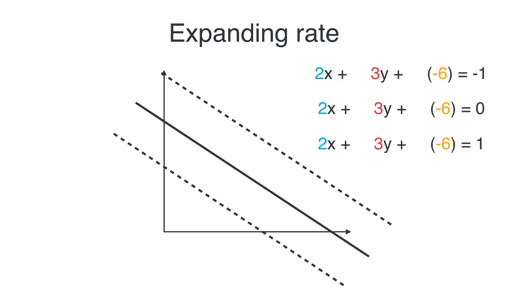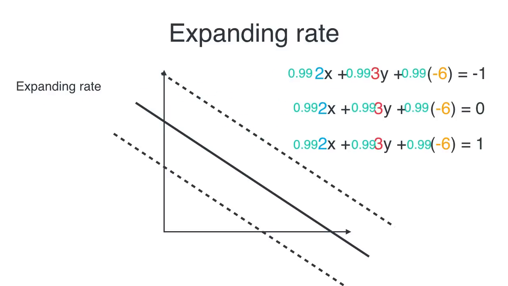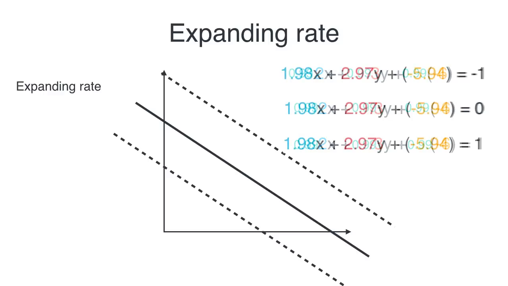So we're going to take a number that is very close to 1, for example, 0.99. Let's say that's my favorite number that is close to 1. And we're going to call that the expanding rate. What we're going to do is multiply all these numbers here by 0.99. So what do we get? Well, we get these equations. The equations are 1.98x plus 2.97y plus minus 5.94 equal to 0, to 1, and to minus 1.